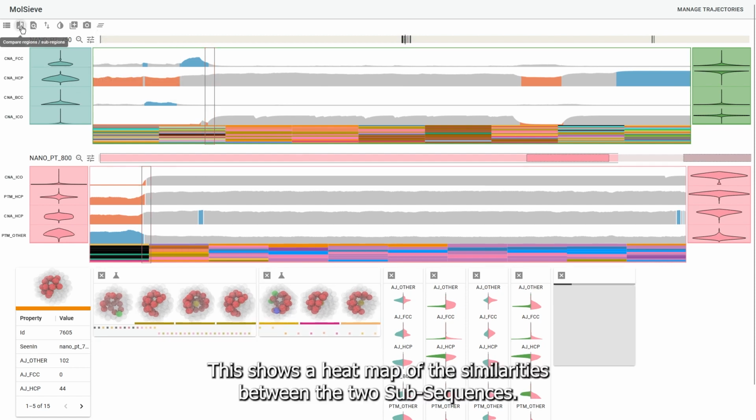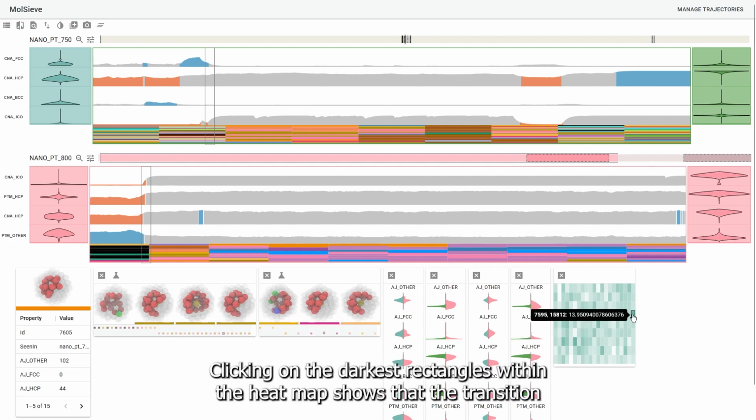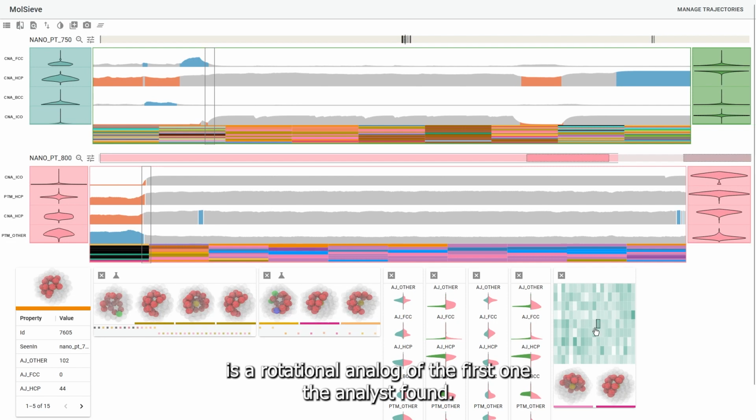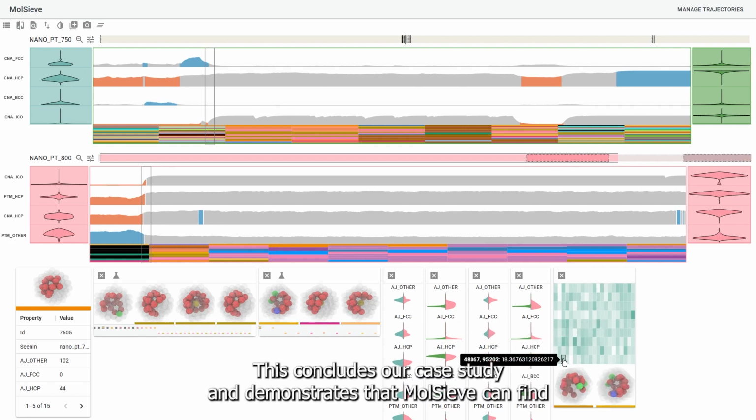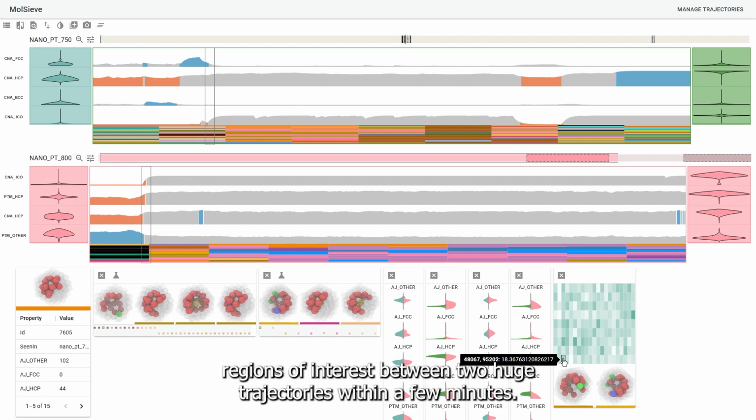This shows a heat map of the similarities between the two subsequences. Clicking on the darkest rectangles within the heat map shows that the transition is a rotational analog of the first one the analyst found. This concludes our case study and demonstrates that MolSieve can find regions of interest between two huge trajectories within a few minutes.